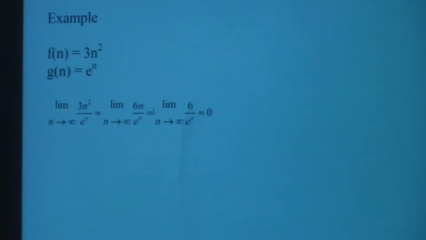Is g of n an element of big omega of f of n also? Yes. Because it's the same or faster. Yes. How about this one? f of n is an element of theta of g of n.